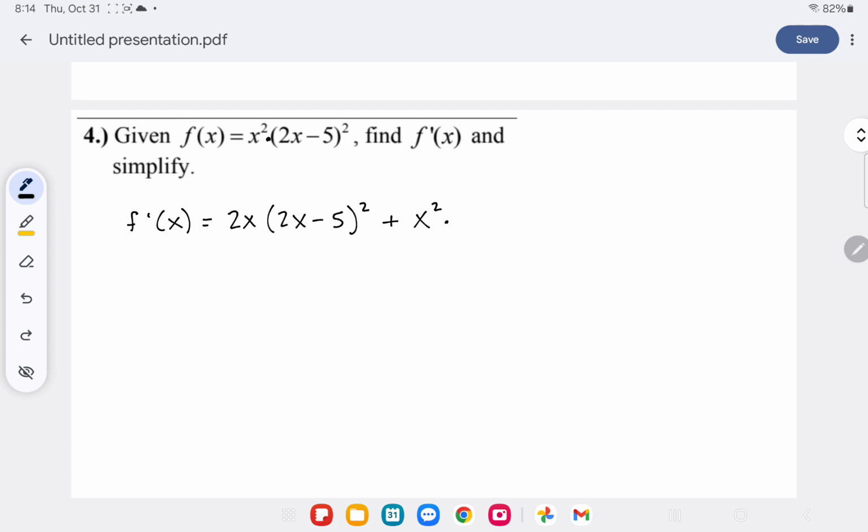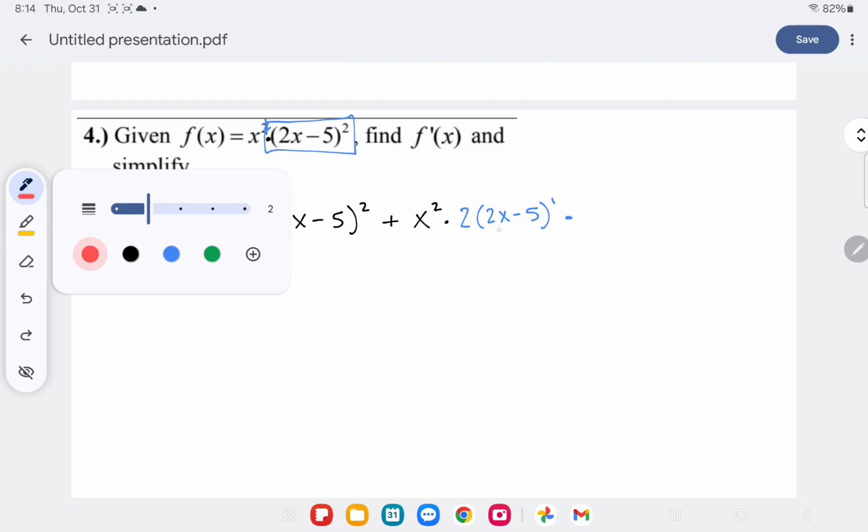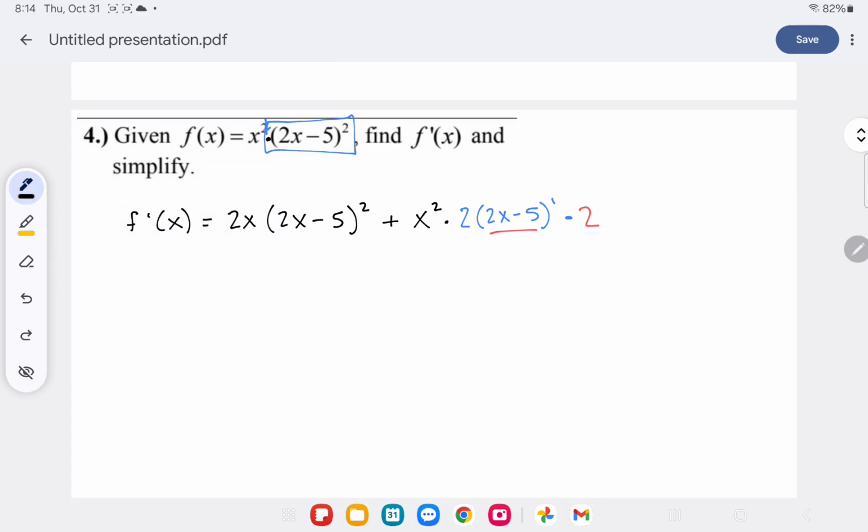And for the derivative of the second, I'm just doing the derivative of 2x minus 5 squared. I'm using the power rule, 2 times 2x minus 5 to the 1st power. And then because the inside I can take the derivative of is 2, I need to multiply by 2. So I'm going to simplify this second set a little bit. I've got 2 times 2, 4x squared times 2x minus 5. And then over here I have 2x times 2x minus 5 squared.